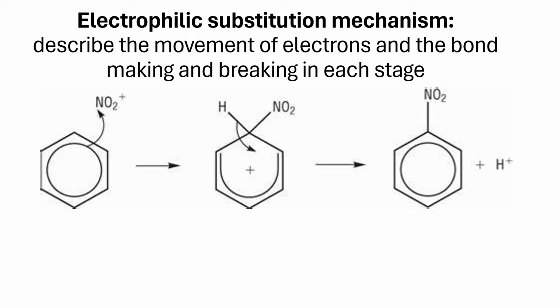So looking at another common A-level mechanism, the electrophilic substitution. In each of these stages there's either bond making or bond breaking happening. What I'd like you to do is to pause the clip and see if you can work out what's going on in terms of bond breaking and bond making in each part of this mechanism, 1, 2, 3, and 4.